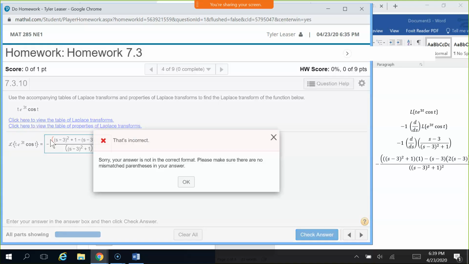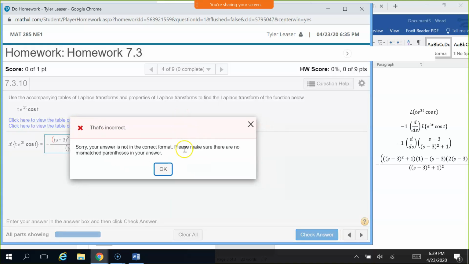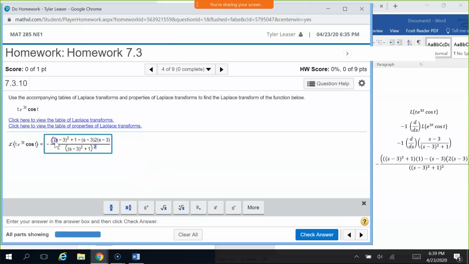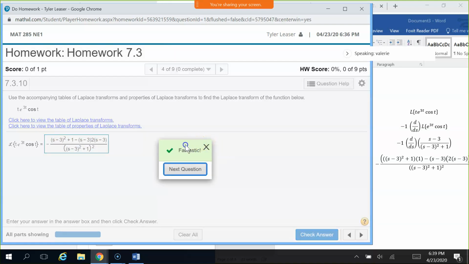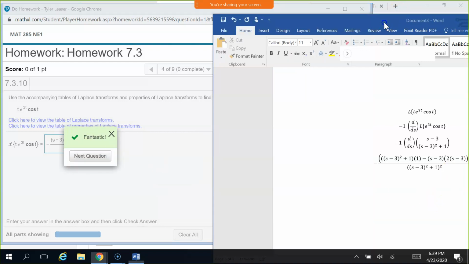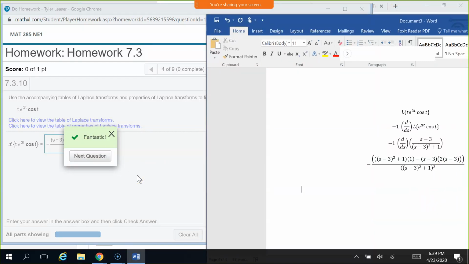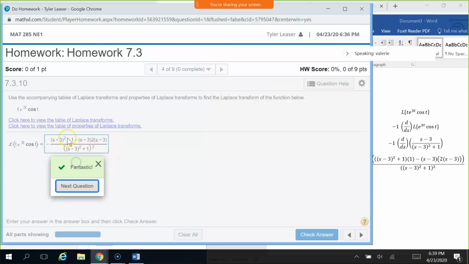I think I typed it in right. Oh no. Not in the correct format. Oh, I have an extra parentheses. That's why in the top. There he goes. See? Oh, man. Yeah, that's one nice thing about MyMathLab. You never have to simplify. Good to know.